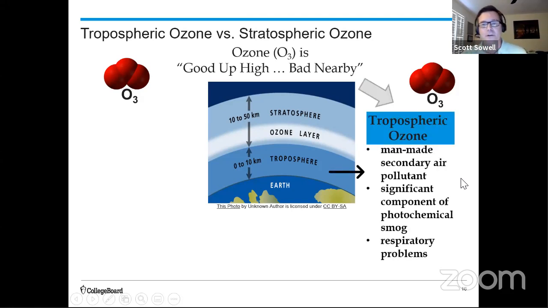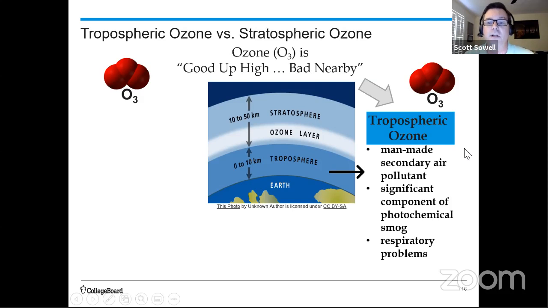Let's break down bad nearby a little bit more. This should be a review of Unit 7 for you. In the troposphere, we have tropospheric ozone. One of the things I always tell my students is never to write naked ozone. Always attach it to something. From this point on, it might be useful for you to always write either tropospheric ozone or stratospheric ozone. That way, just by writing that term, the reader knows which layer you're talking about. Here we're talking about tropospheric ozone, down toward us.